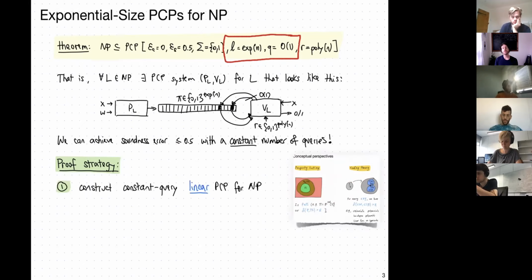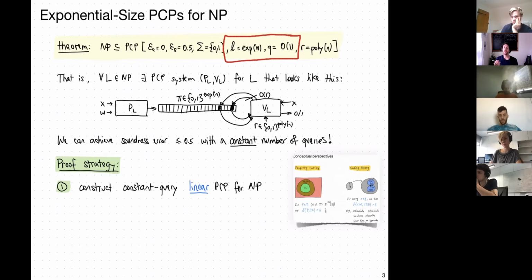First of all, we will construct something which is called a linear PCP. So what is a linear PCP? A linear PCP is a PCP that has nice linear structure which enables this local to global phenomenon. And what does it mean? It means that whatever proof the prover is providing us, the PCP proof would be a linear function.